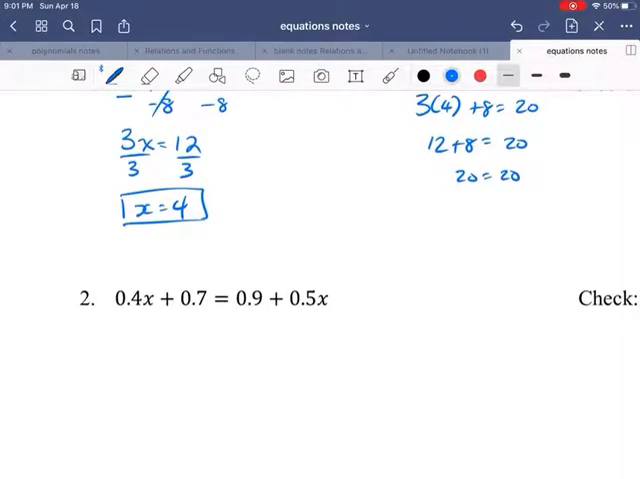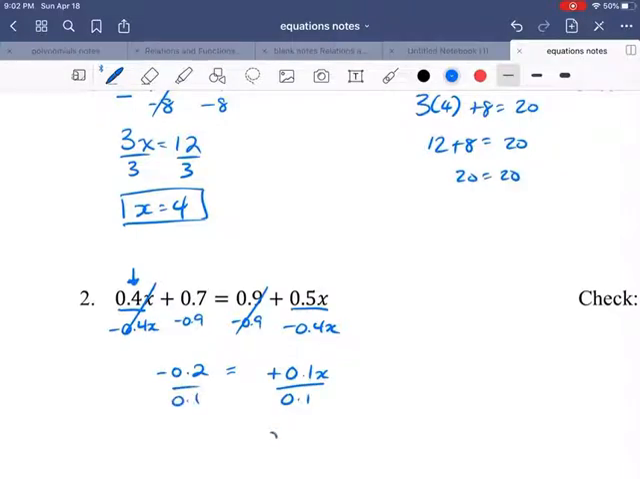In this example, we have 0.4x on this side, and we have 0.5x on this side. Now, they're the same variable. The 0.4x is less. So let's eliminate that. Because what that does is it leaves you with a 0.1x, which is positive. And that's a good thing for solving equations. You don't have to deal with negative numbers. So if we subtract 0.9 from this side, you're going to end up with 0.1x is equal to negative 0.2. And divide by 0.1, divide by 0.1, and x ends up equaling negative 2.